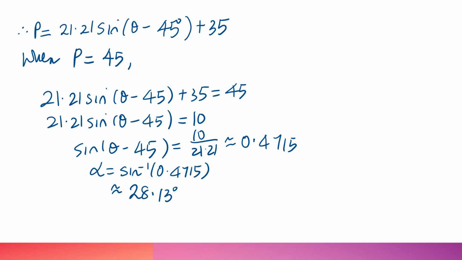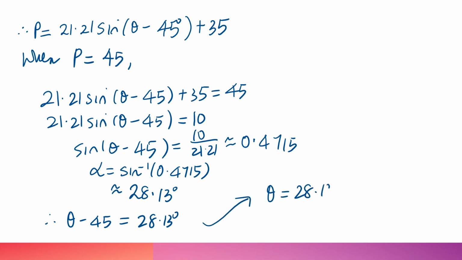Then determine the quadrants for sine, which are the first and the second quadrants. If you look at the diagram, your angle theta is an acute angle. It will be more than 0 and less than 90, so you don't have to worry about the angle from the second quadrant. We just have to take the angle from the first quadrant. So theta minus 45 is equal to alpha, therefore theta is equal to 28.13 plus 45, which equals 73.1 degrees.